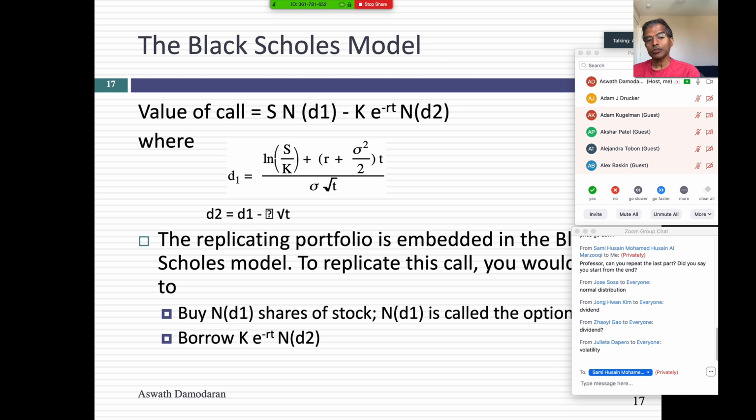But in the original Black-Scholes, here's what the model looked like. The value of a call is S, which is the value of the stock today, times N of d1. You say, what the heck is N of d1? We'll come back to that. Minus K e^(-rt). You say, what the heck is that? e^(-rt), we'll come to that as well, times N of d2.